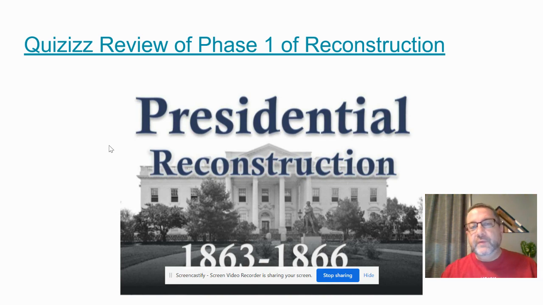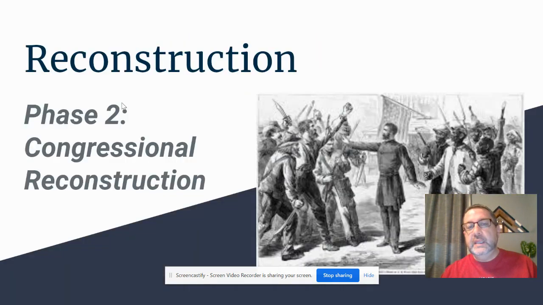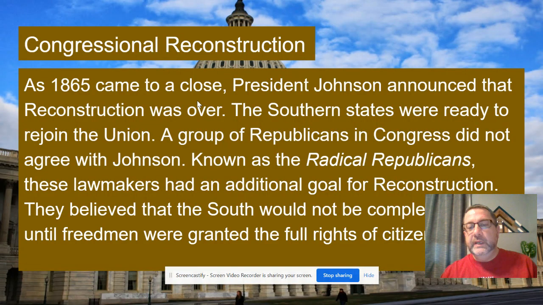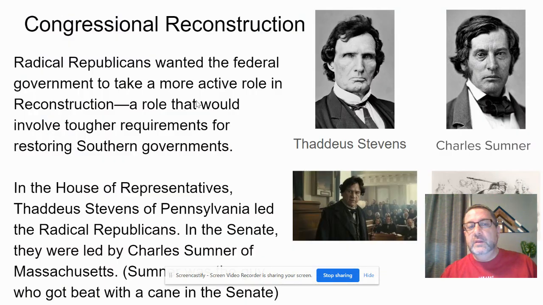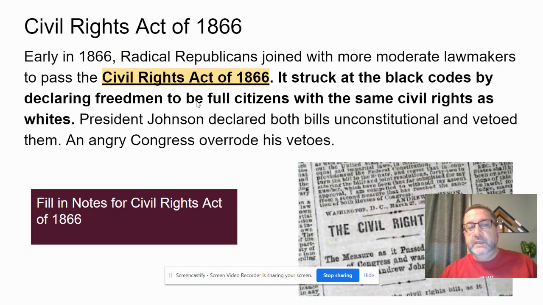Again, we have a quiz as review to start with over Presidential Reconstruction. Just click the link, and then you'll go through a slideshow, slide by slide. There's some reading to do. Make sure you read all of it. There's some more reading to do. Make sure you read all of it. Look at the pictures. There's some more reading to do. Now, for example, this is a highlighted term, Civil Rights Act of 1866. When you see a purple box like this, that means to actually go to your notes and fill in the information about the term.